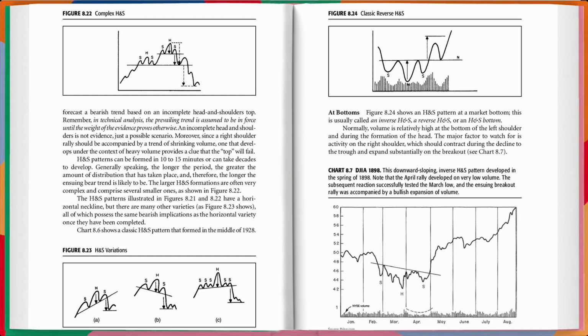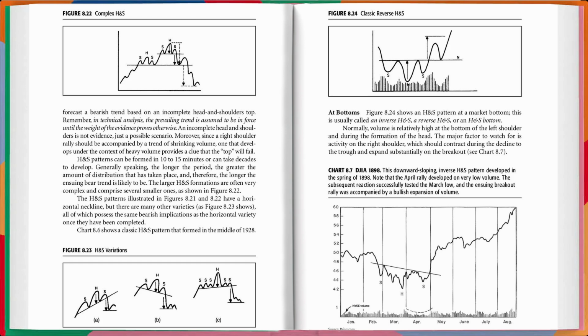H&S patterns can be formed in 10 to 15 minutes or can take decades to develop. Generally speaking, the longer the period, the greater the amount of distribution that has taken place, and therefore, the longer the ensuing bear trend is likely to be. The larger H&S formations are often very complex and comprise several smaller ones, as shown in Figure 8.22.